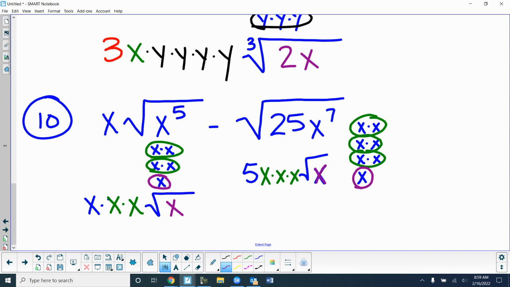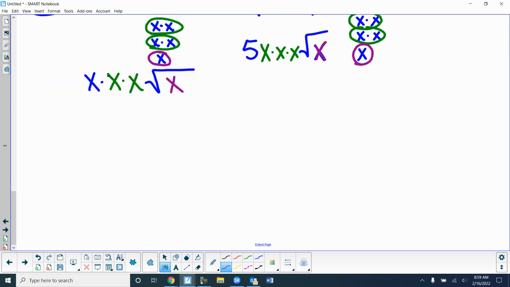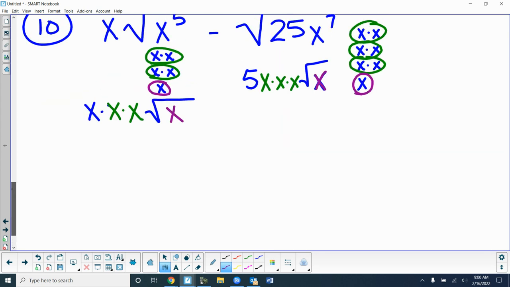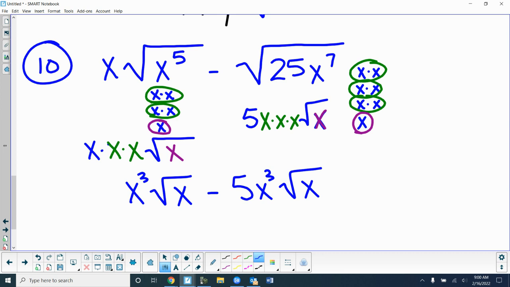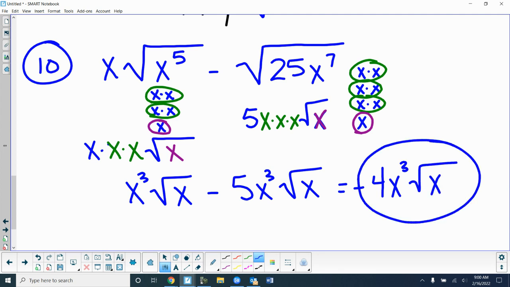Okay? So let's write those the way they should be. 3 x's, how do I write that? X to the third times the square root of x minus 5 x to the third times the square root of x. Are they like radicals now? Like terms? Yes. So what's 1 minus 5? Negative 4 x to the third square root of x. And I went through my negative sign. Not good.